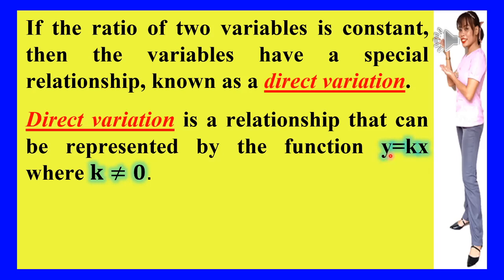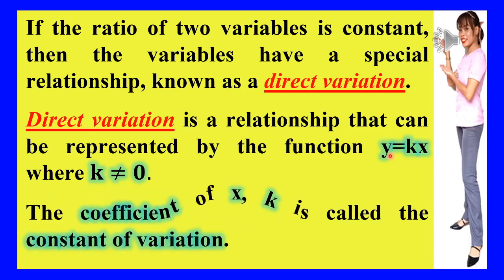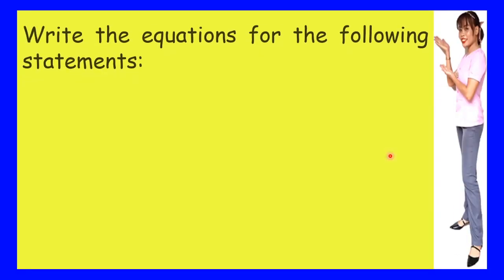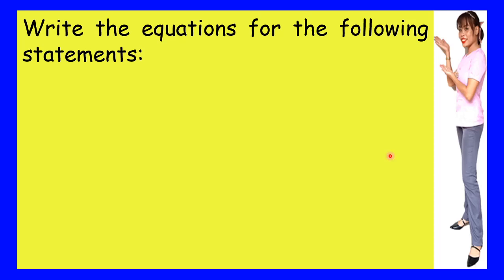And in that case, we will only have a horizontal line, which would mean that it does not represent a direct variation. Let us continue. The coefficient of x, k, is called the constant of variation. And now let us continue to writing mathematical equations from the given mathematical statements.